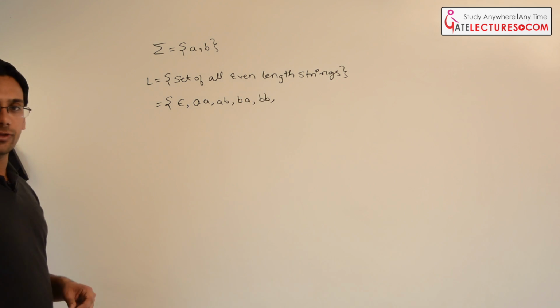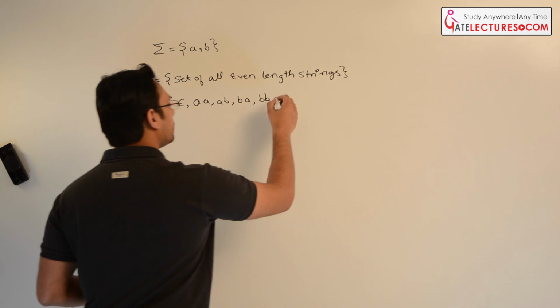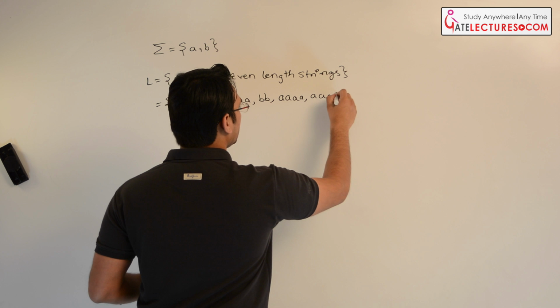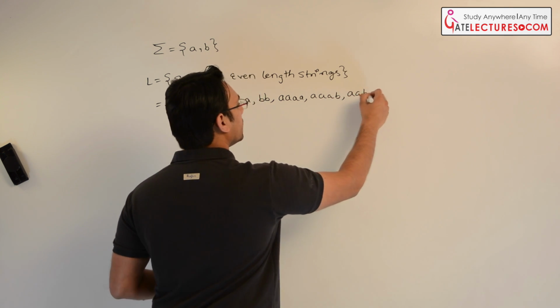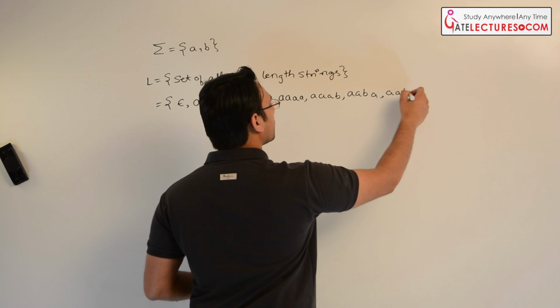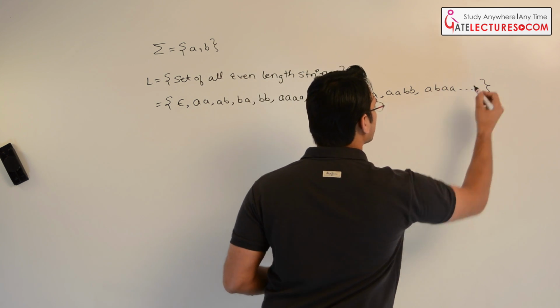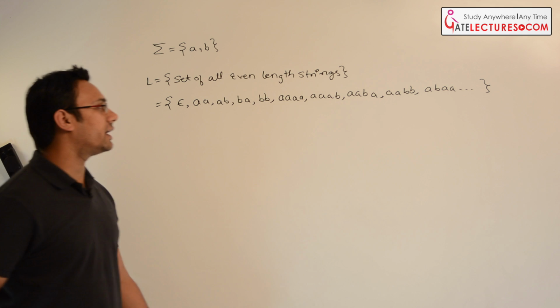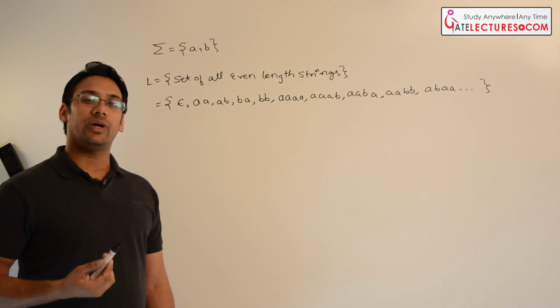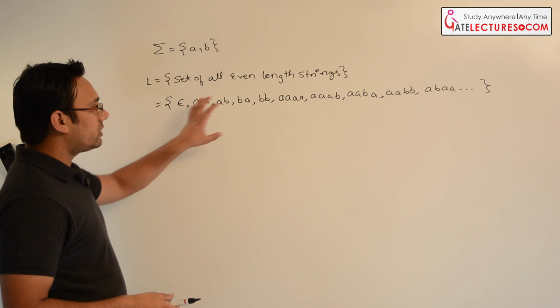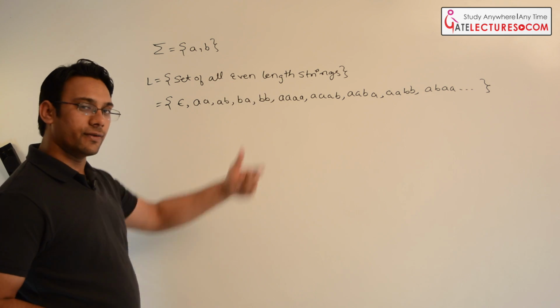We can have strings of length 4. So what are the strings of length 4? There will be AAAA, AAAB, AABA, AABB, ABAA, and so on. We can have strings of length 6, strings of length 8, strings of length 2n, right? So all these strings are of even length.